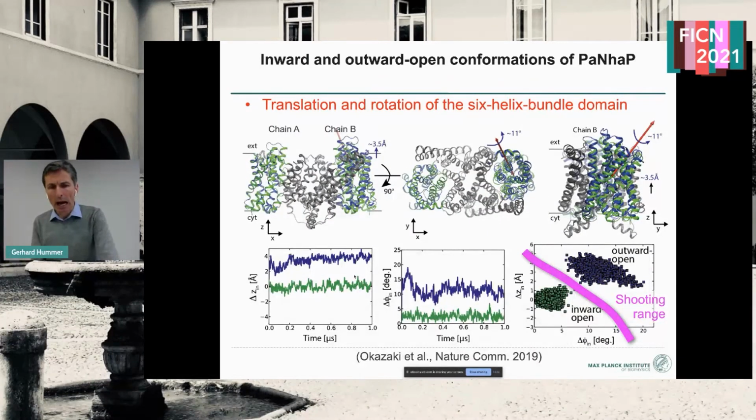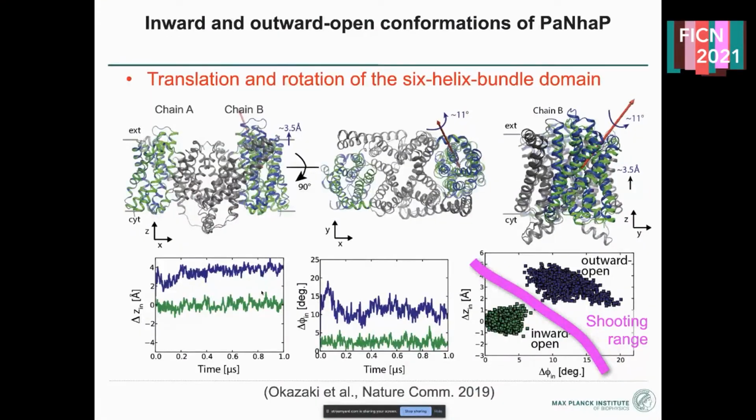So how does this work in the context of the transporter? I already said we have a vertical displacement of this helical bundle, and we have a slight rotation. So the shooting range, indicated here in magenta in the bottom right, is expected to be roughly a line separating these two sets of dots, corresponding to inward and outward open conformation. So it's an intermediate regime in angle and vertical displacement.